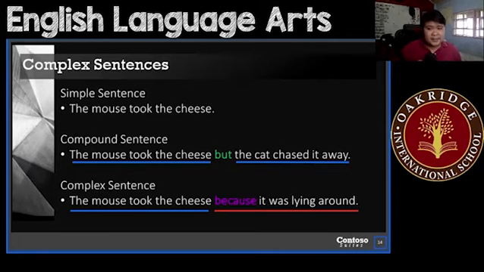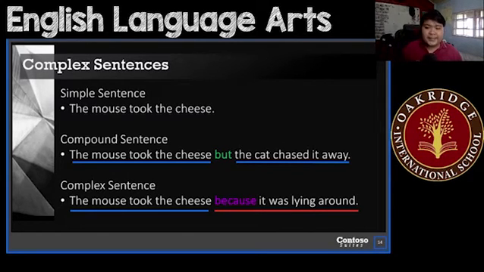A compound sentence, on the other hand, right? It is combining two simple sentences. The mouse took the cheese, but the cat chased it away, right? We've used this previously on our discussion on the compound sentences. But what about complex sentence? How will we turn this into a complex sentence?